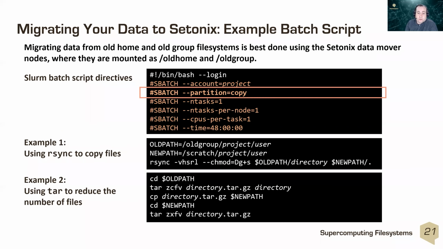And you can see we have the first box here, which is the common box for both these two examples below, where we're specifying the copy partition, and we're just asking for one process or one task in the copy partition for 2 hours. And we're using, in example 1, rsync to copy files across. So we've set up an old path and a new path, and then we're rsyncing from the old path to the new path. And then example 2 is an example of using tar to reduce the number of files.